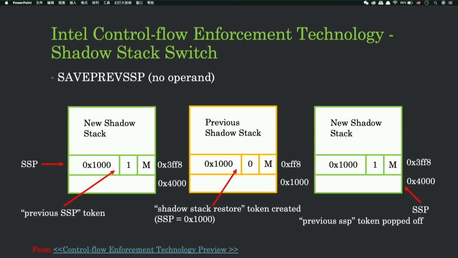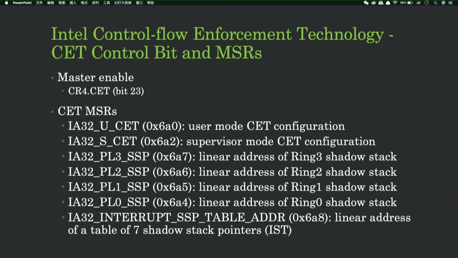This is the original shadow stack restore token. So now we put the previous shadow stack token to it, and after that is done, we pop the SSP. Now SSP points to the top of the new shadow stack, so that can be used. Now this will be able to be used for the new shadow stack. So that is how the switch happens.